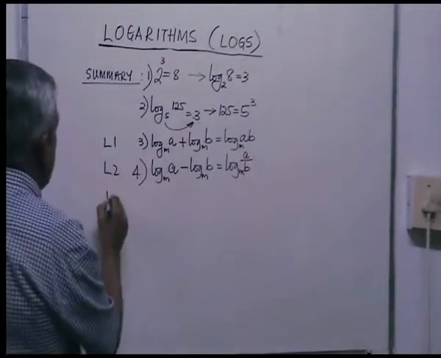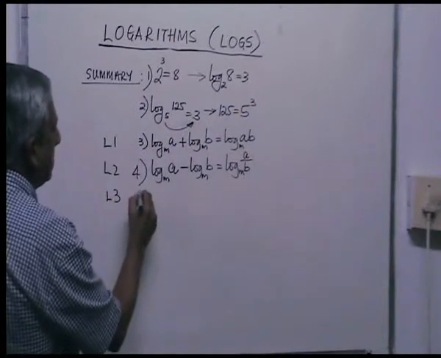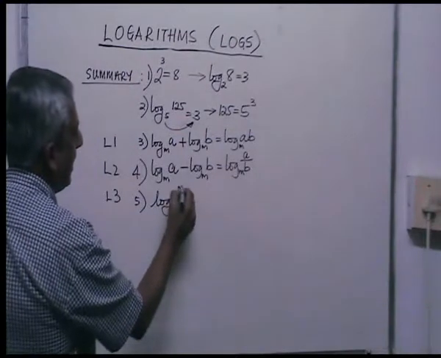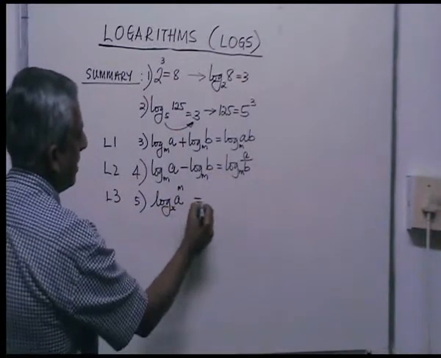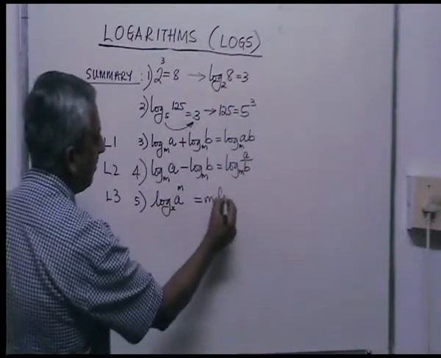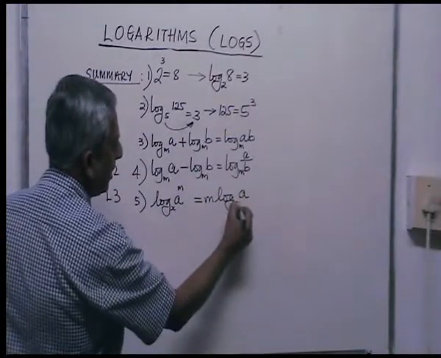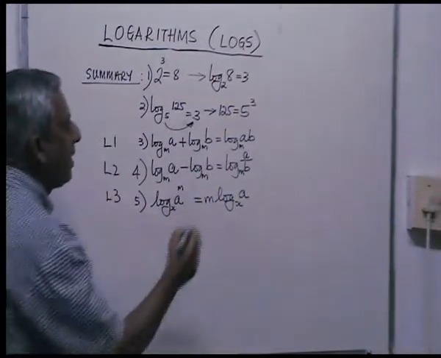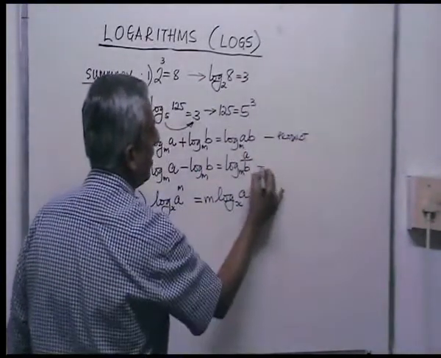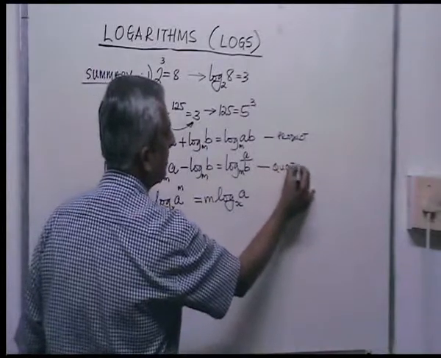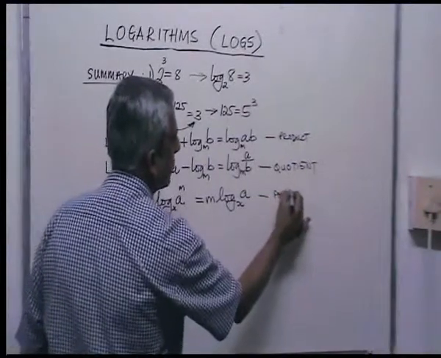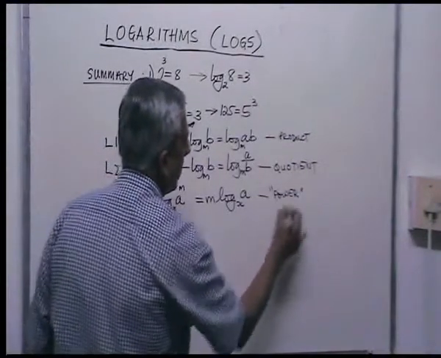Then we have law number 3. If you had log a to the m to the base x, then you can bring the m to the front, so it will become m log a to the x. If you like, you can call this a product law because you have to multiply. If you like, you can call this a quotient law because you have to divide. This one we agreed earlier on to call power law.